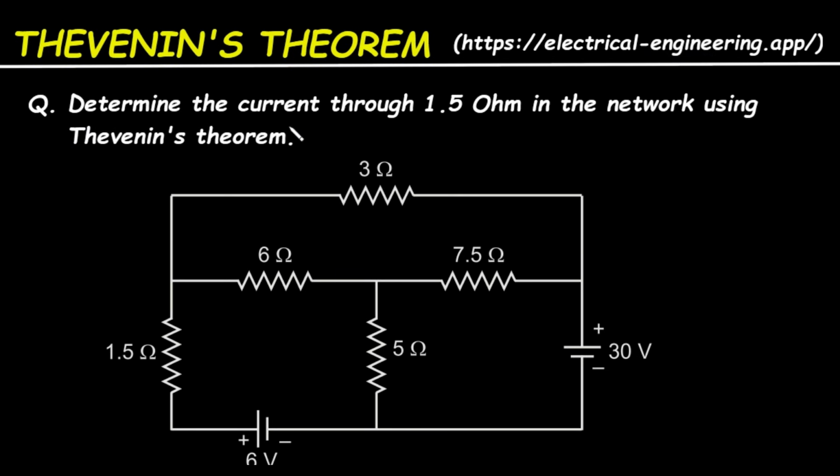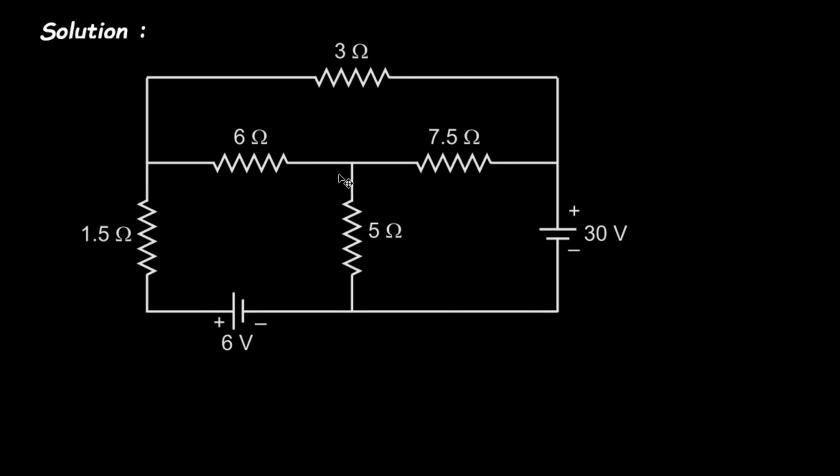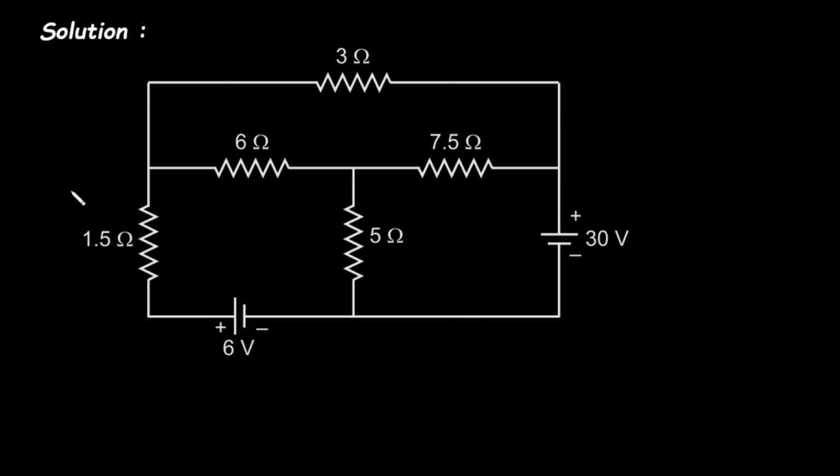Question: determine the current through the 1.5 ohm resistor in the network using Thevenin's theorem. For this circuit or network, we have to determine the current through this 1.5 ohm resistance. Solution: first of all, we will take this circuit. We have to determine the current through this 1.5 ohm resistor, which means this will be our load resistor RL.